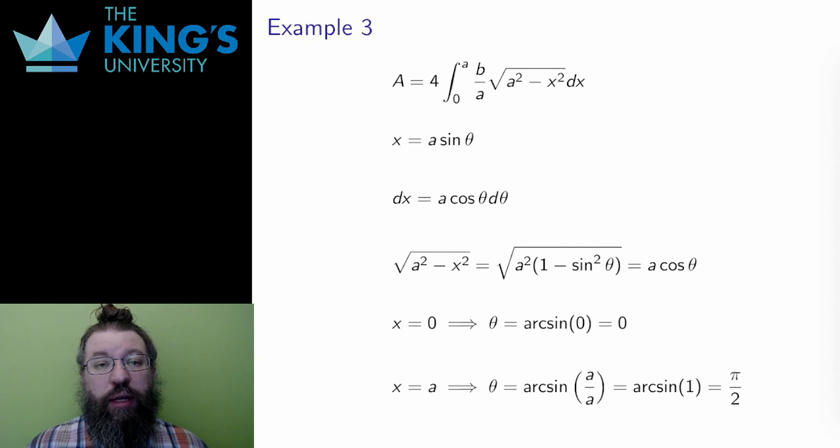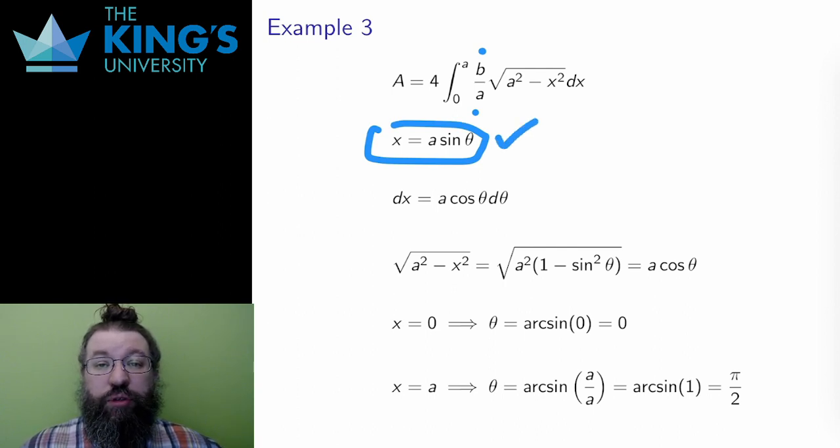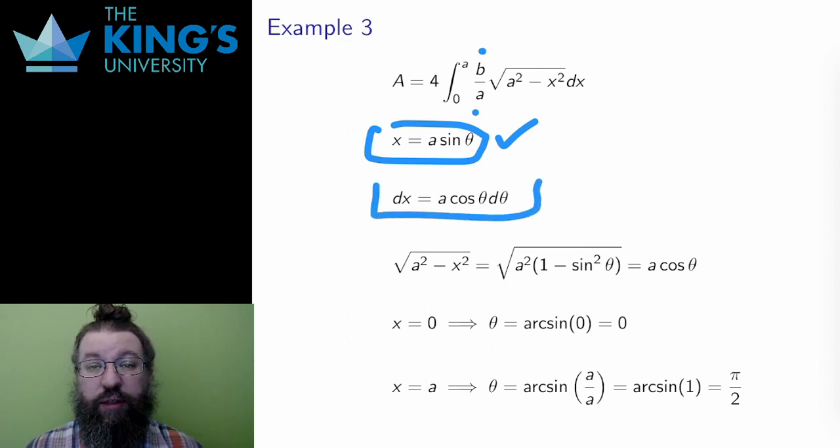In this example, I've left a and b as unknown constants instead of specific numbers to give a bit more general of a result. This is a sine substitution. A squared minus x squared under the square root is the pattern that matches with the trig identity for sine. The substitution is x equals a sine theta, with dx equals a cos theta d theta.